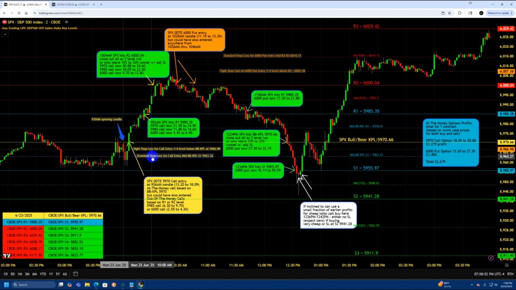Now, instead of a tight stop loss, if you wanted to use a standard stop loss, that would be a half level below the entry. So the standard stop loss for this entry would be the mid BBKPL S1, which is 5963.32, which you can see over here. As you can see here, there was no retrace. The SPX basically just kept going up, had a few stutter sideways steps, but stair stepped up all the way eventually to R2.